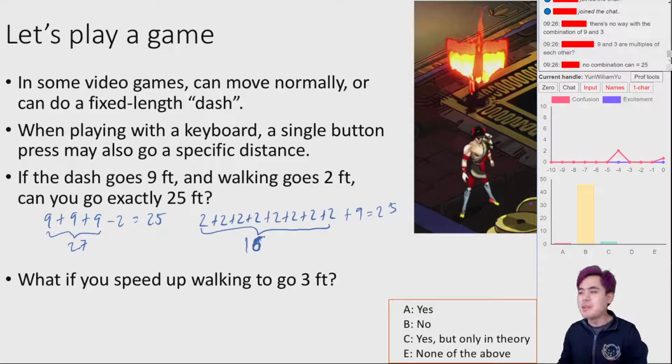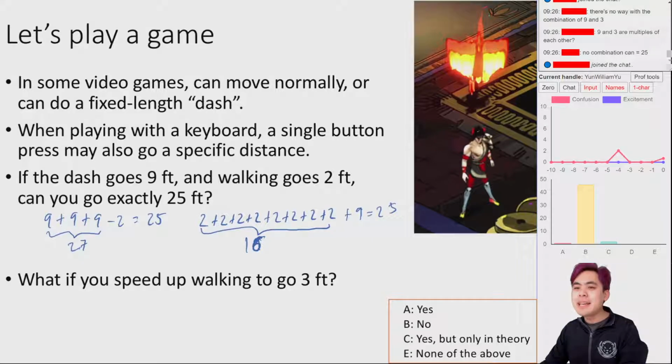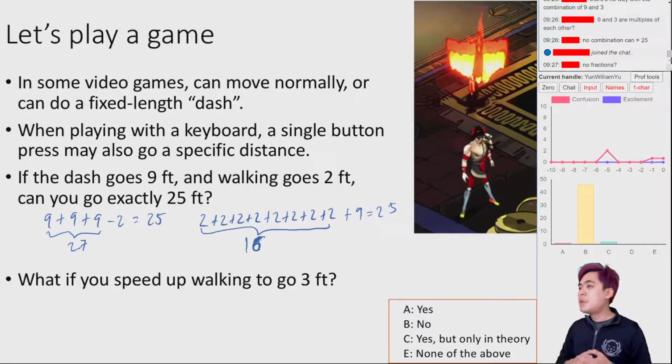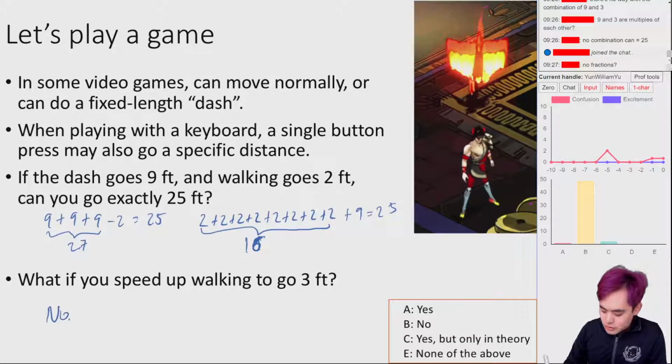Well, yes, that's true, but why is there no way? 9 and 3 are multiples of each other. Okay, so that's getting at the right sort of answer. It turns out both 9 and 3 are multiples of 3, and 27 isn't a multiple of 3. That's the reason why. Anytime you do steps with 9 and 3, whether it's addition or subtraction, as Tristan says, there are no fractions, and therefore you can't go anything that's not a multiple of 3. So the answer to this is no. You can only go multiples of 3.